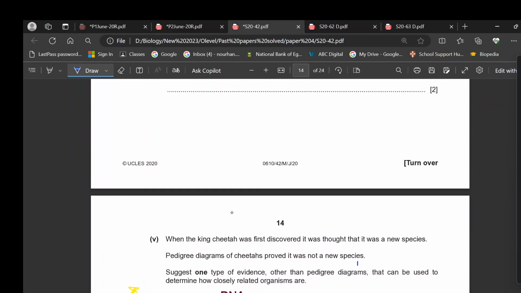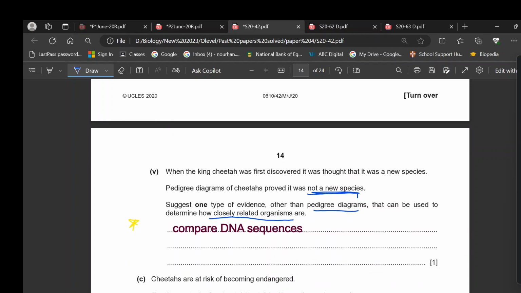When the king cheetah was first discovered, it was thought that it's a new species. Pedigree of the cheetah proved that it was not a new species. Suggest one type of evidence other than the pedigree that can be used to determine how closely related organisms are. We use DNA to compare the nitrogen-based sequences. If the nitrogen-based sequence is exactly the same, then they are the same species. If not, then they are different species. So how do we know if they're the same species or not? We compare the nitrogen-based sequence.